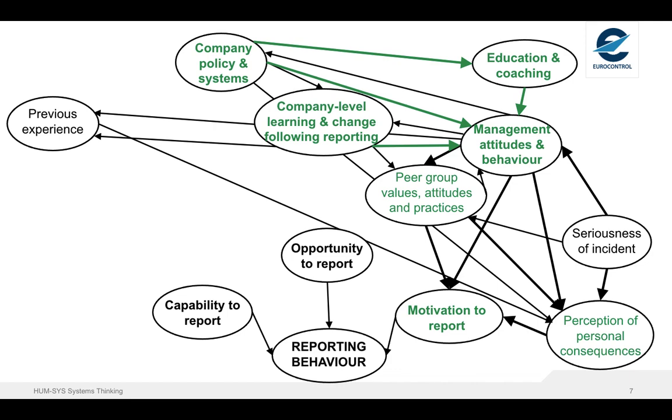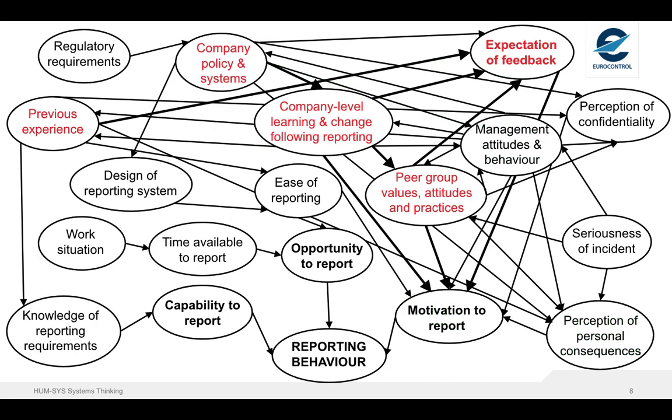Here's now another example where we have a problem with expectation of feedback, which, as I said earlier, is not uncommon. Now, in this case, the expectation of feedback is strongly influenced by peer groups, by company level learning and change, and by previous experience. That's where the particularly strong links are. And we also have some strong link going from company policy to company level learning and change, from company level learning and change through to peer groups and all the way down to motivation to report.